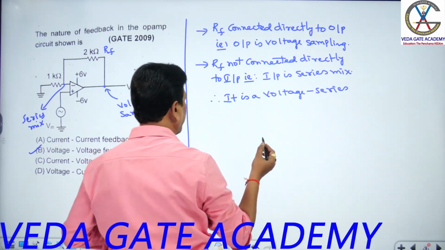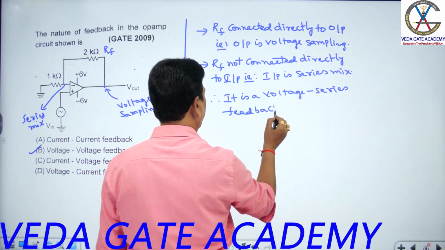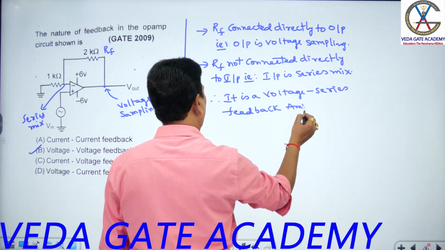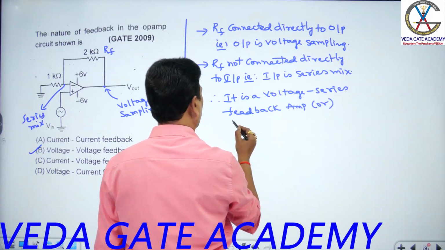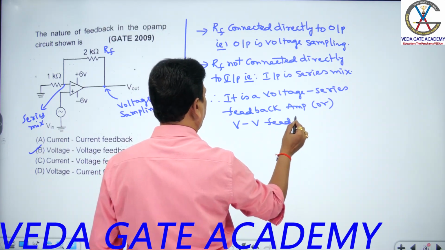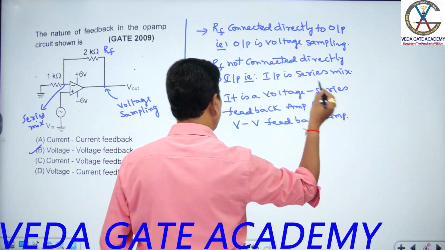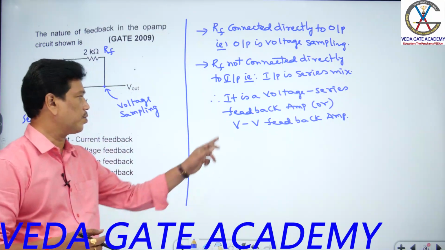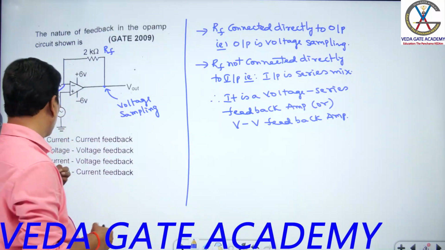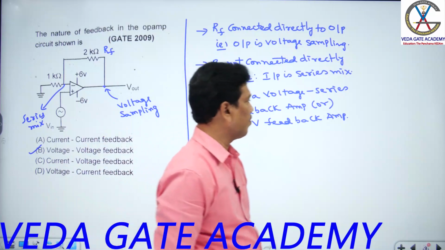Inverting is a voltage shunt feedback, you know already. It is a voltage series feedback amplifier, or you can call it a voltage feedback amplifier. So the output is voltage sampling, the input series mix means voltage, and the feedback is a voltage there. So it is a VV feedback amplifier, sir. So voltage feedback means option B, sir. That's the answer for that, students.